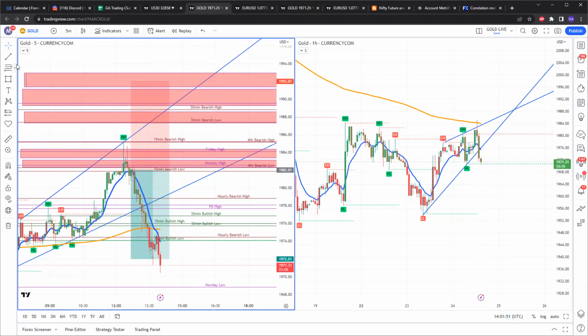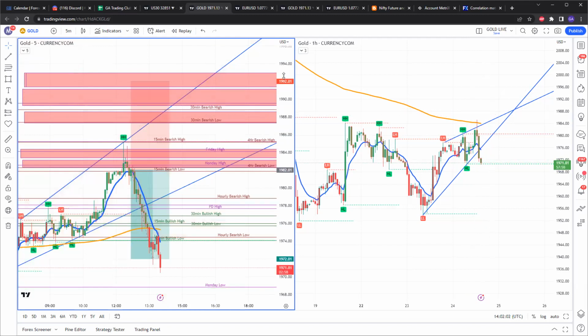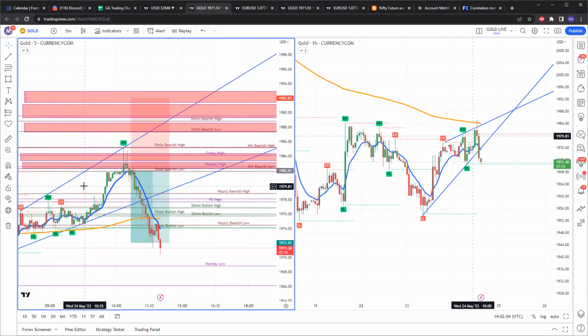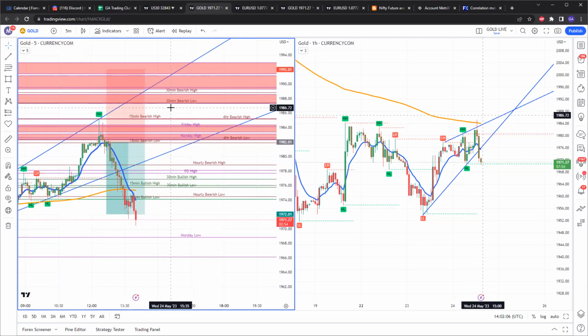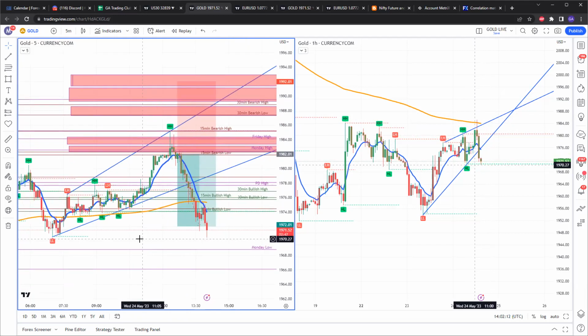So I used the zones to tell me, if I get an entry for a buy, are there any buyers seated in that area? For me, this gold trade was a perfect trade, because there was no bullish zone up there, no demand zone up there. So hopefully that makes sense of how you should use the zones.